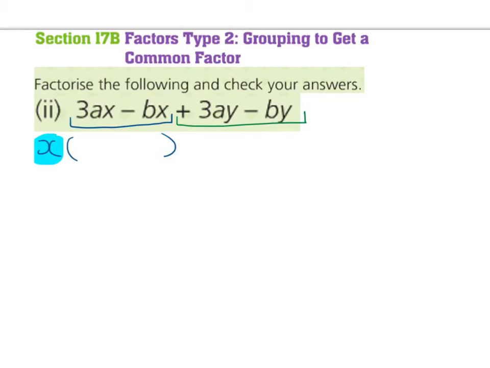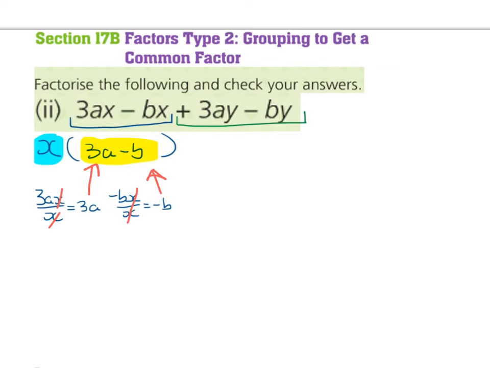So then we take the first term, 3ax, and we're going to divide it by the HCF, which is x. And 3ax divided by x, the x's will cancel, leaving us with 3a, which we put into the brackets. Then we do the same thing with minus bx. We're going to divide it by the HCF, which is x. So minus bx divided by x, again the x's will cancel, leaving us with minus b, which we put into the brackets.